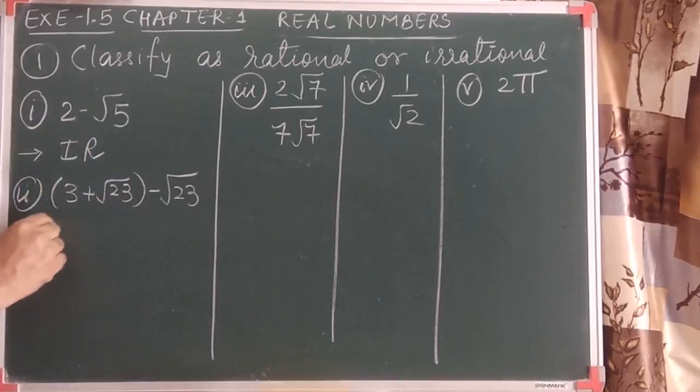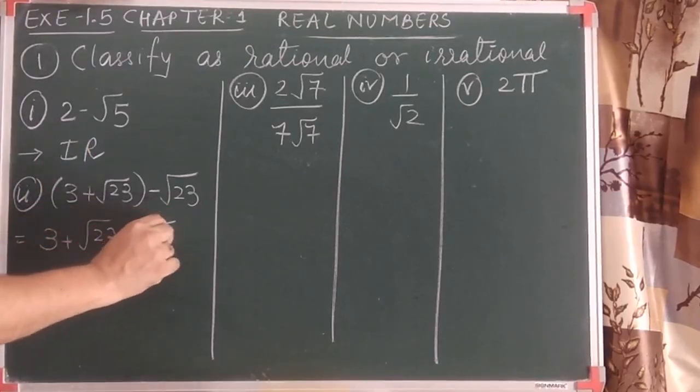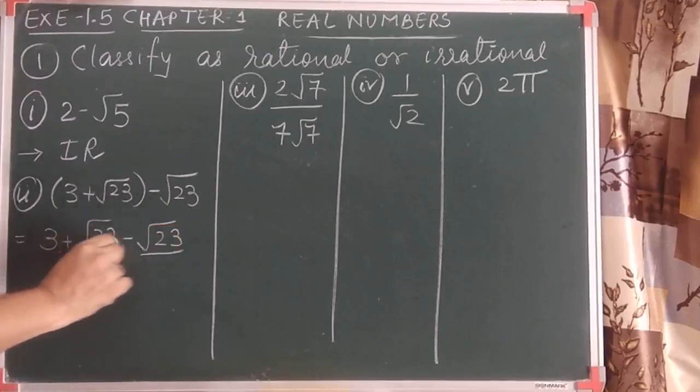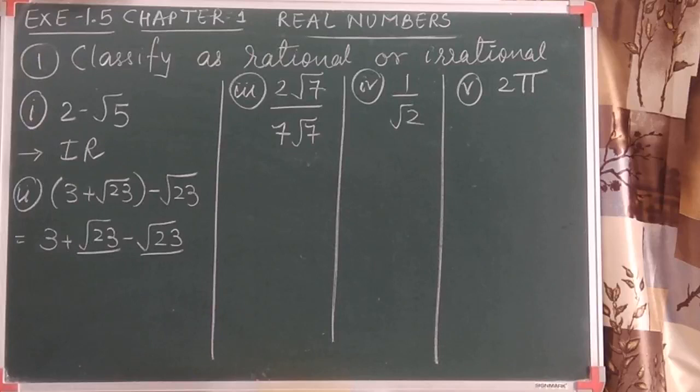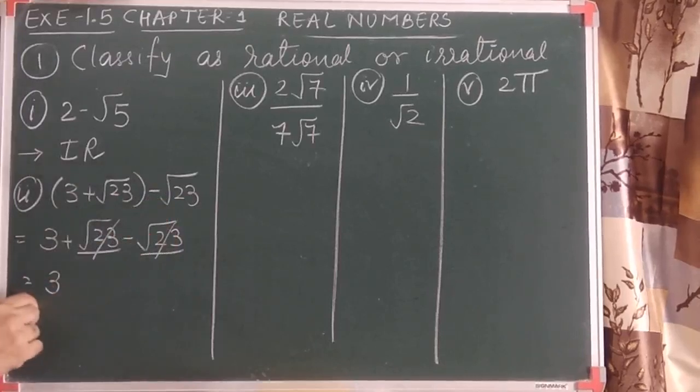Now look at this number. It is 3 plus root 23 and, open the bracket, minus root 20. There are two irrational numbers which we have. We discussed earlier whenever irrational numbers are in addition or subtraction, the simplification is possible if and only if the given are like, and as they are like, they would be cancelled. So this is 3, and we know that 3 is a rational number.